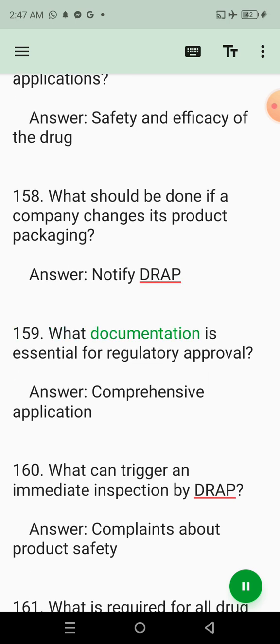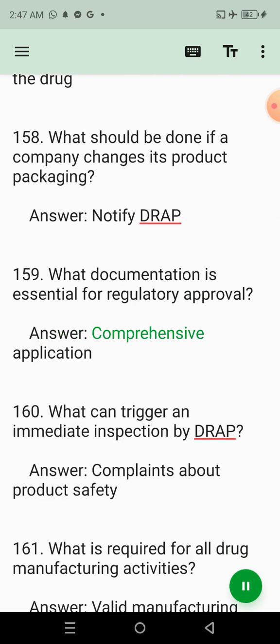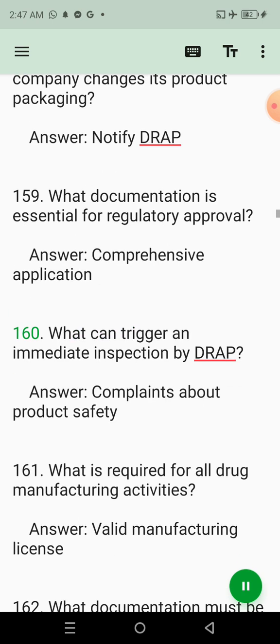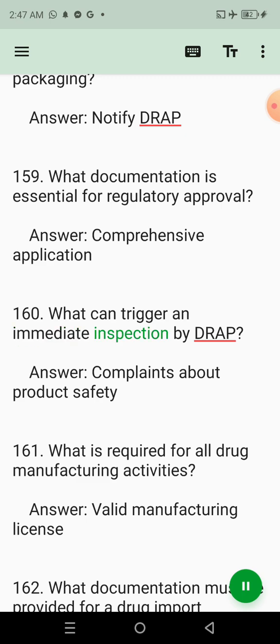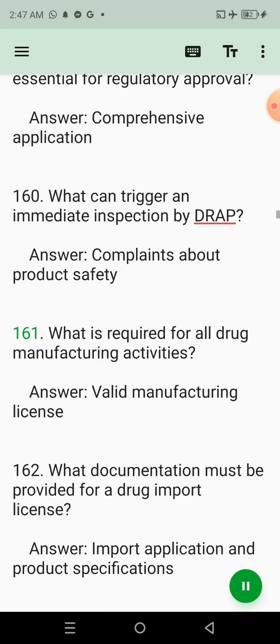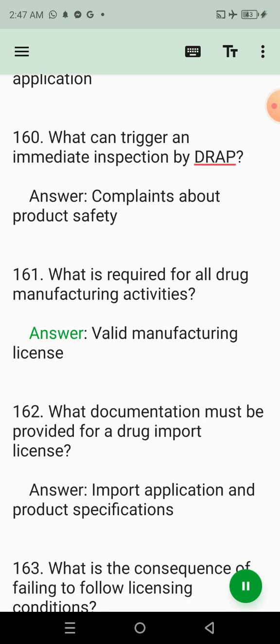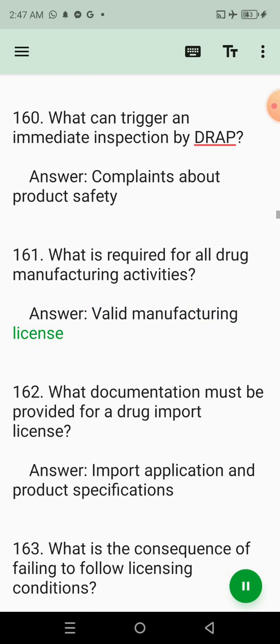159. What documentation is essential for regulatory approval? Answer: comprehensive application. 160. What can trigger an immediate inspection by DRAP? Answer: complaints about product safety. 161. What is required for all drug manufacturing activities? Answer: valid manufacturing license.